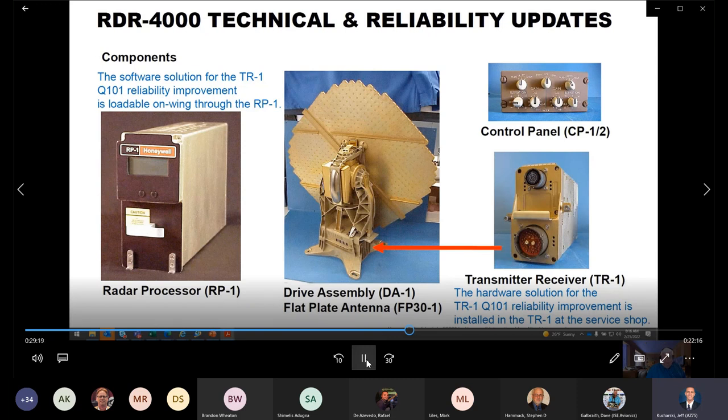For the purpose of the latter discussion on the improvements for the Q101 voltage regulator reliability issue, there are two solutions, a software solution and a hardware solution. The software solution for the TR1 Q101 reliability will be loadable on wing through the RP1. Then the code is transferred to the TR1. The hardware solution for the TR1 Q101 reliability is installed in the TR1 at a Honeywell service shop.